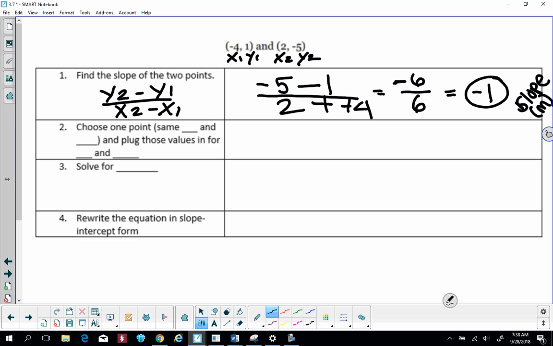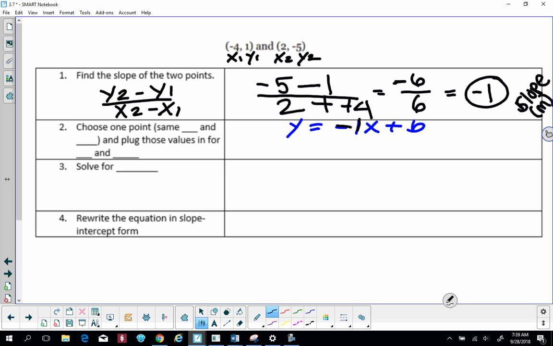So now I'm going to write the equation right here, but instead of m, I'm going to write my slope, -1. Miss, was that the extra step? Yeah, that's the only extra step you're going to have.